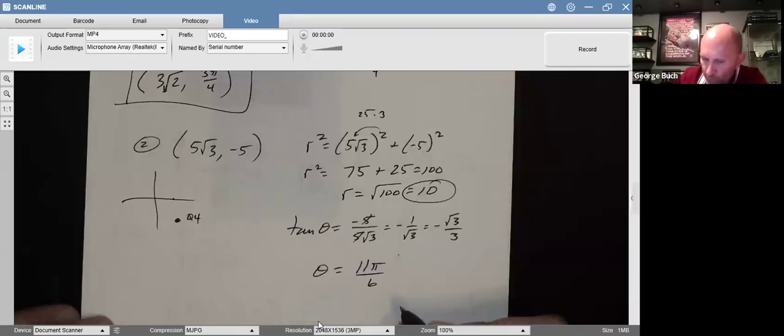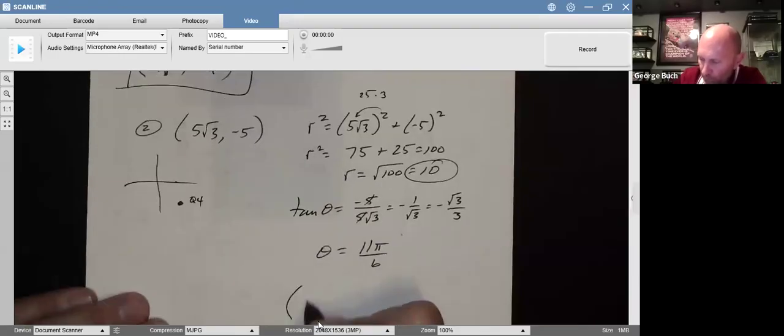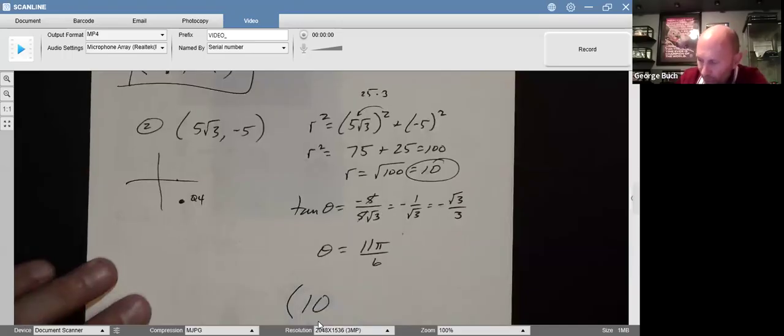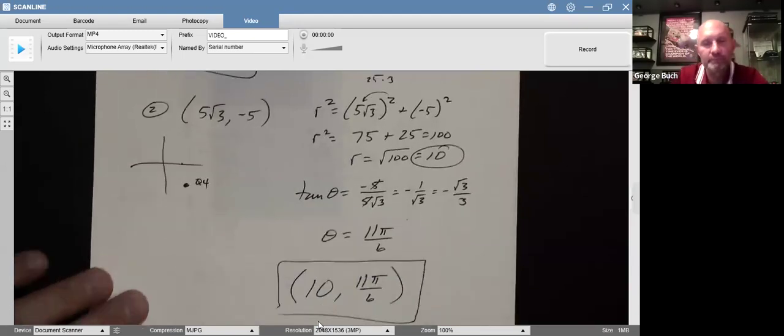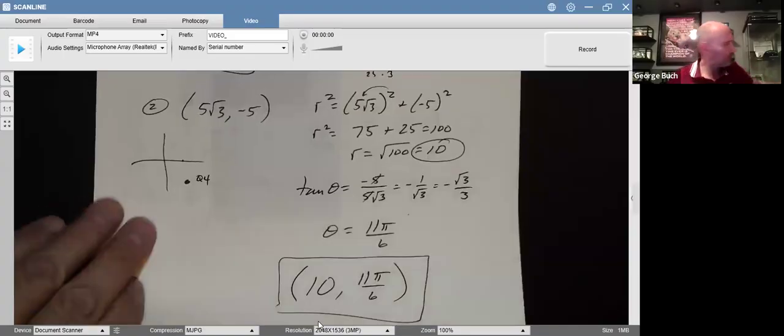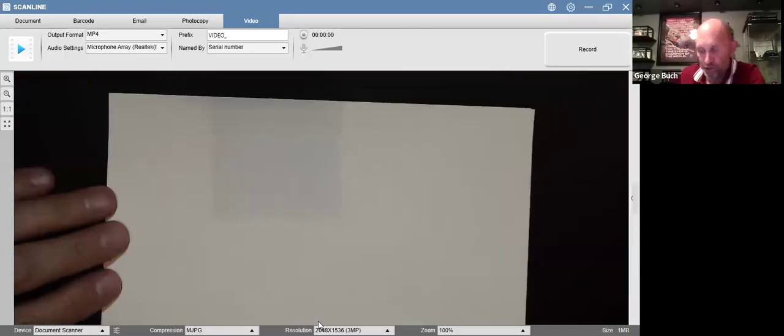So therefore, this rectangular point is... no, what am I doing here? Yeah, we're converting to polar. So my r is 10, sorry about that. My theta is 11 pi over 6. Tricked myself for a second. So that's converting from a polar point to a rectangular, and rectangular to polar. Then the last thing we're going to look at is converting polar and rectangular equations.